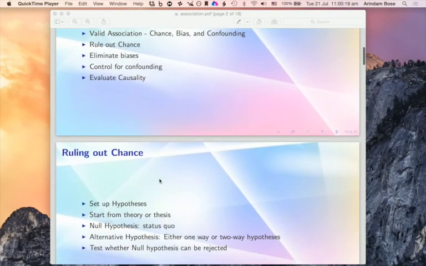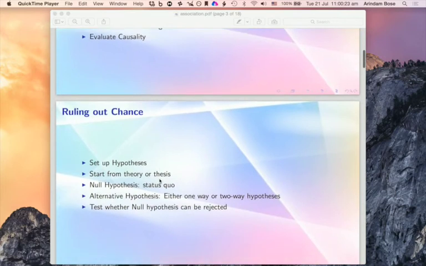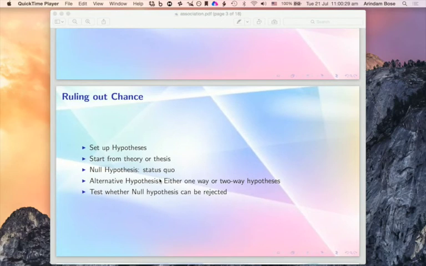So the first item in the agenda is that we should rule out chance as the explanation for the association between the two variables, that is, exposure and the outcome variables. In order to do that, we'll have to set up hypothesis. And in order to set up hypothesis, we start with a theory or thesis, and then the theory will determine our null hypothesis or our alternative hypothesis.